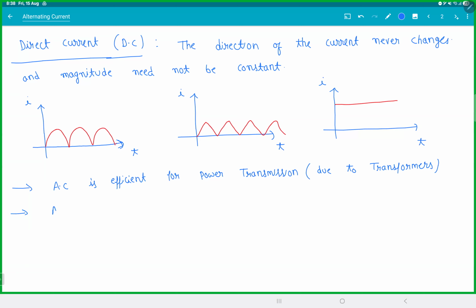AC also has its own drawbacks. AC cannot be used for electrolysis, because if you put an AC, the anode and the cathode will keep shifting periodically, so there will be no deposits.